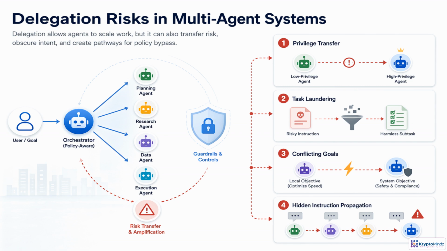Delegation makes multi-agent systems powerful, but it also changes the threat model. When one agent hands work to another, authority, context, and intent can move with it. A low-privilege agent may indirectly trigger a higher privilege action. A dangerous request may be repackaged as an innocent subtask. Specialized agents may optimize for speed or completion at the expense of safety. Unsafe instructions can also propagate through shared memory or messages. For that reason, every handoff needs explicit boundaries, provenance tracking, and policy checks.